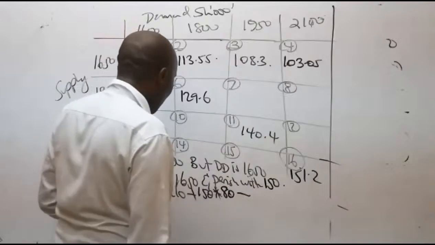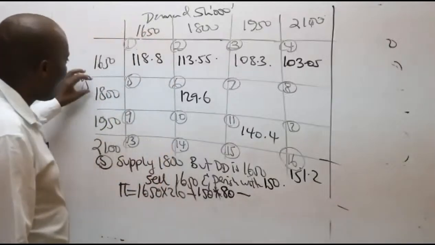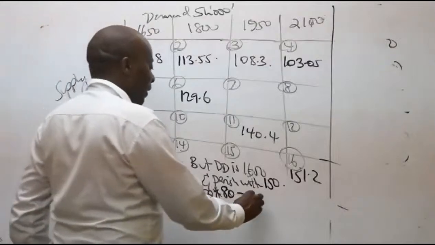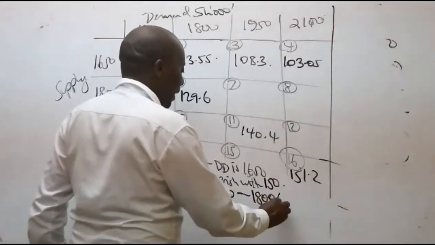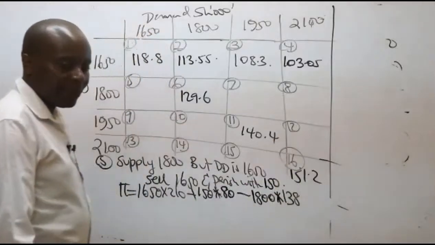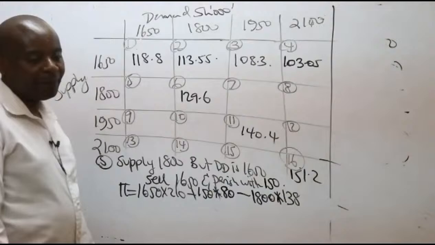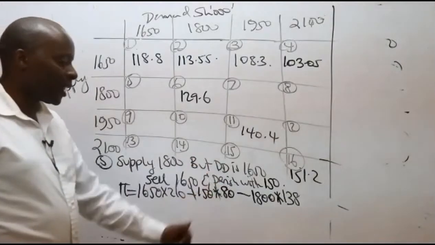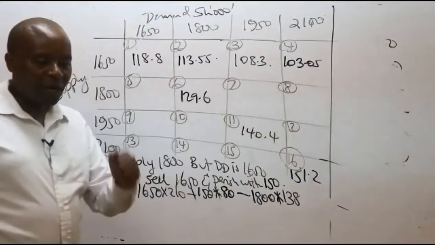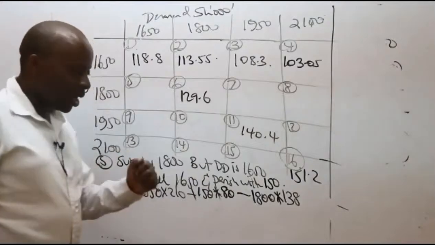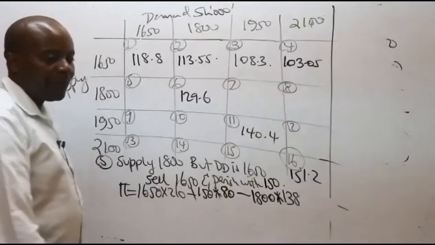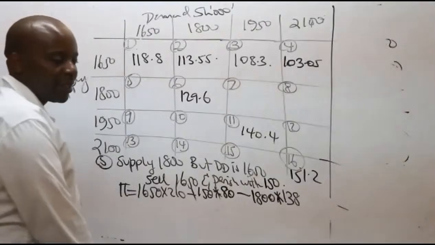Minus cost, of course. I will incur cost for the entire supply, which is 1800 times 138. So could you kindly give me this answer? Let's see who got it right.